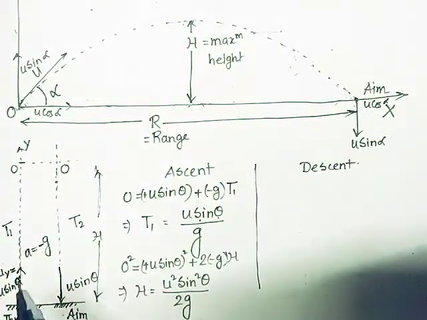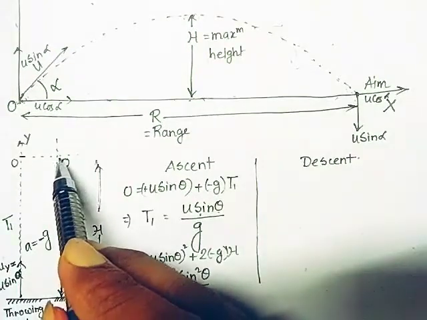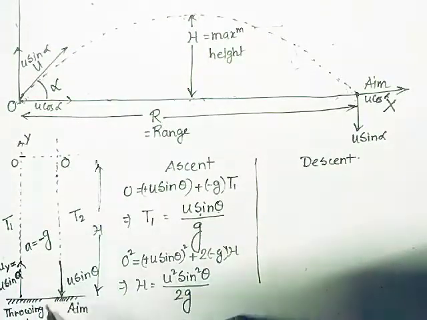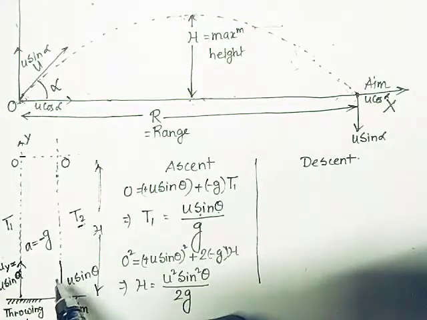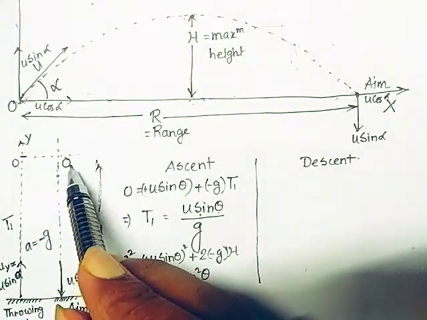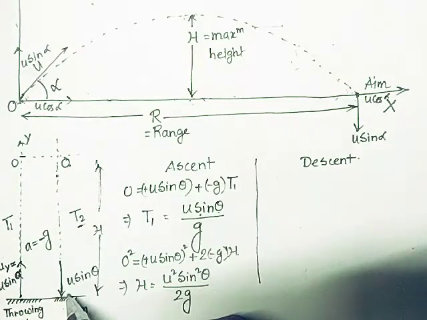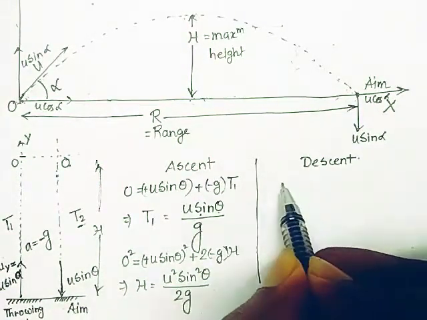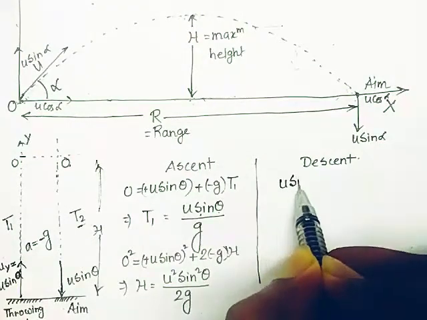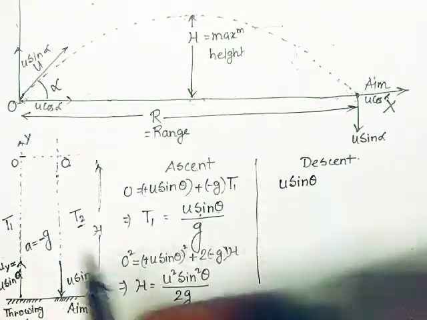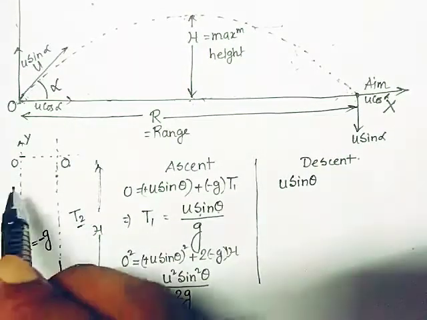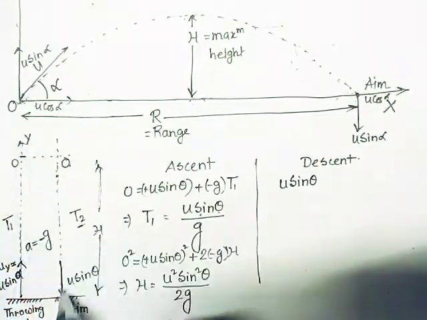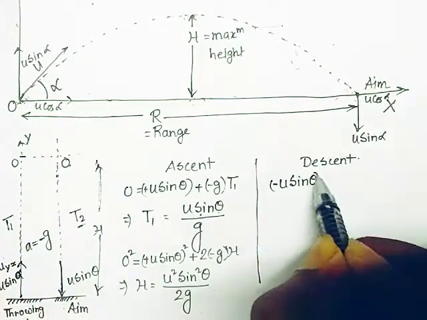Now again come back here. In the case of descent, let us consider t2 as the time of descent. Here the velocity is 0, and we have proved that when it strikes here, the velocity is again u sine theta. So the final velocity is u sine theta, and that is along the negative y-axis. Since upward is positive, it is along the negative y-axis, so we can say it is minus u sine theta.